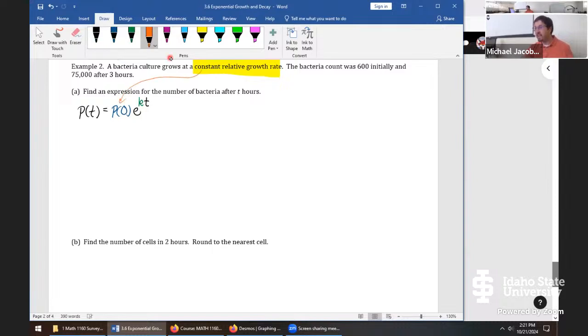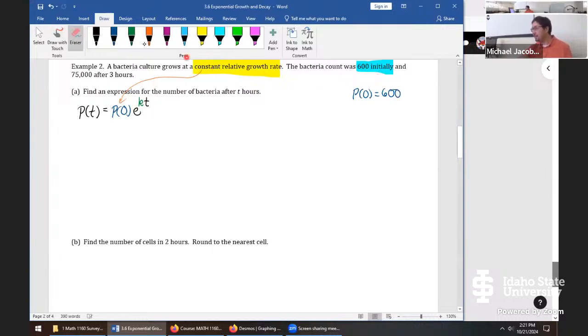So from here, we obtain that model. They also give us more follow-up information. These are initial values. The bacteria count was 600 initially. The word initially right here is super important. For a lot of these problems, we have to read what they're trying to say through the context. But if it says initially, that means the population size at time 0 is 600.